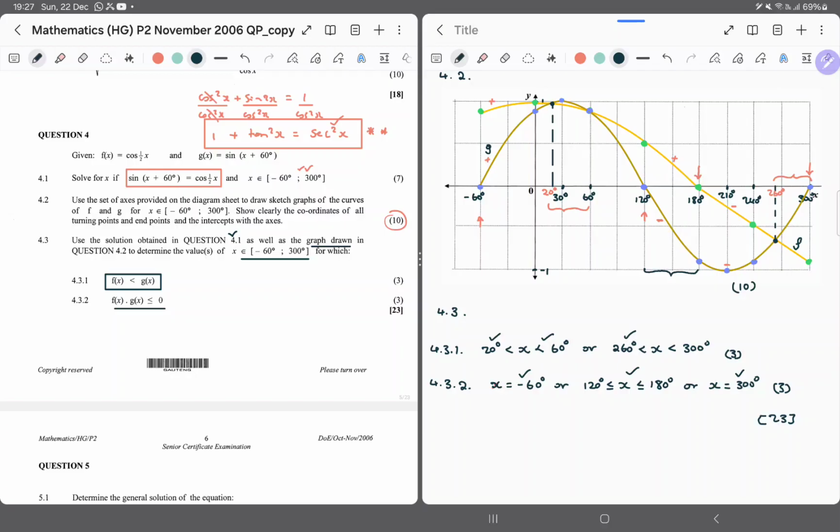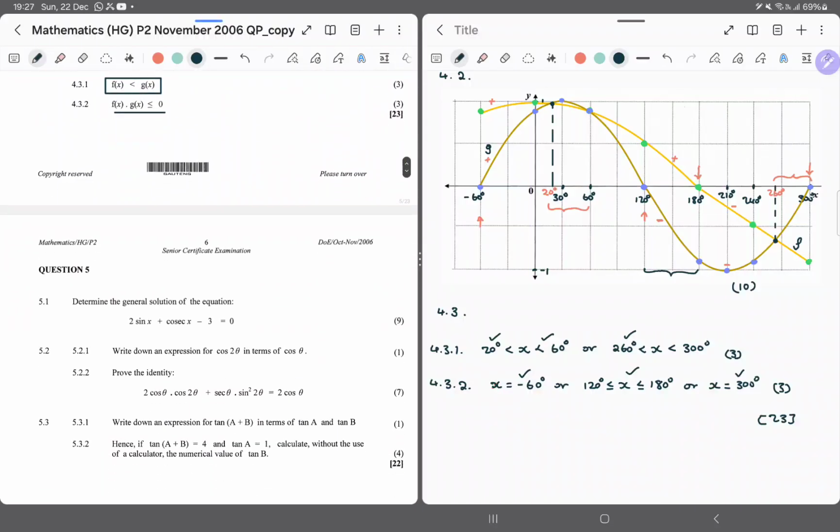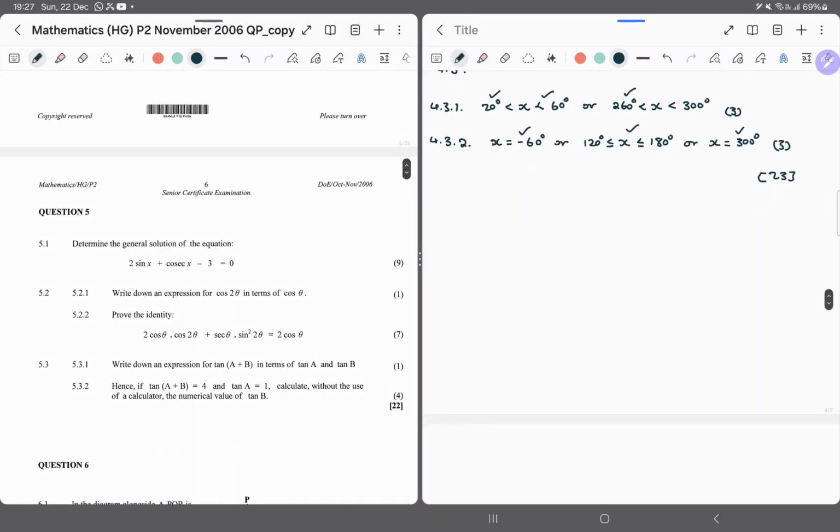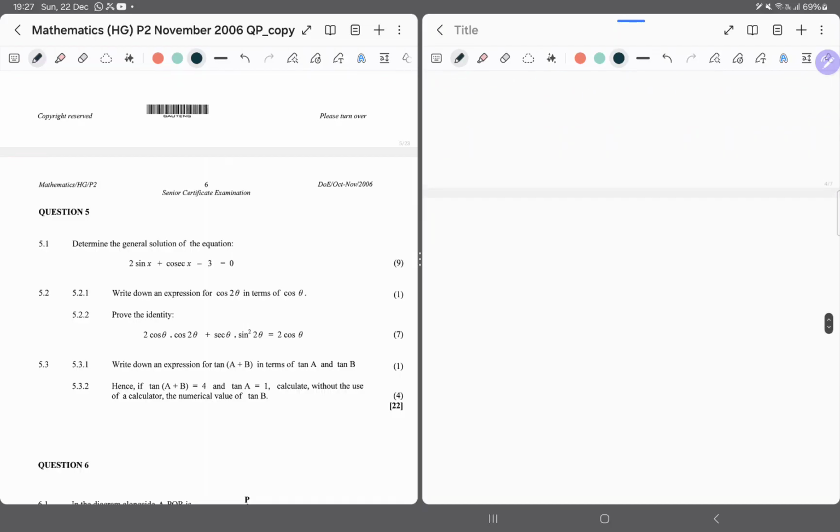All right guys, so let's get to question 5. So we're just going to be doing this trig parade right now, and we are not stopping, not at all. We are not stopping. So let's get to question 5.